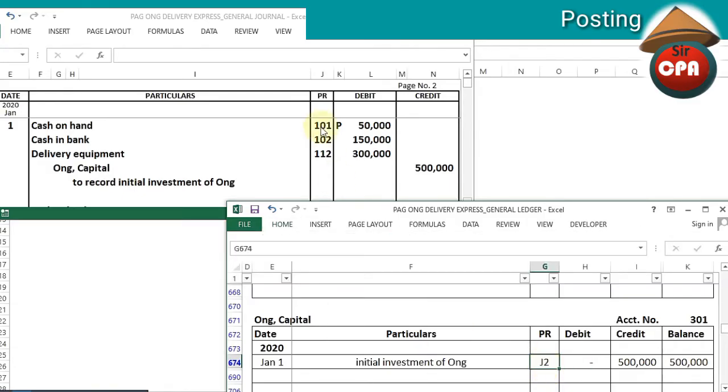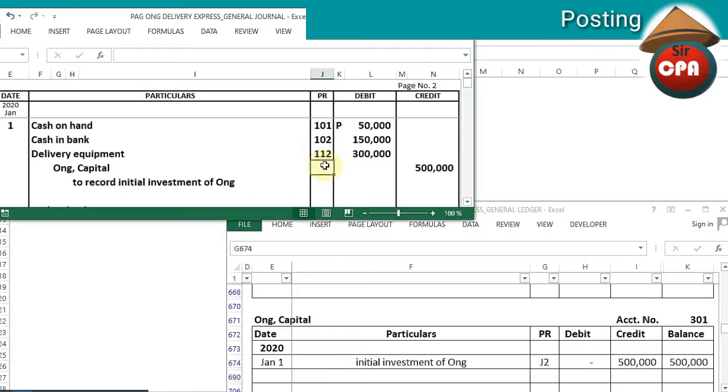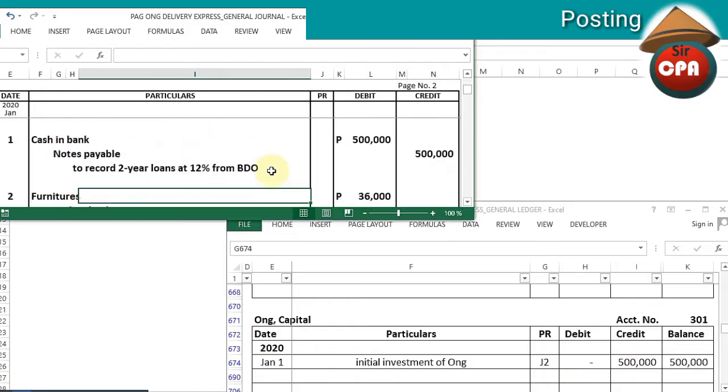Back to the journal entry, we will write its account number. And that is 301. Right? And that's it. This whole journal entry is now posted to the general ledger. Okay? So next we will post the second January 1 journal entry.